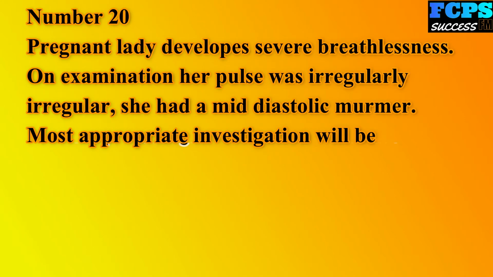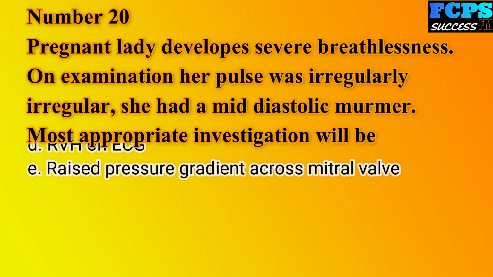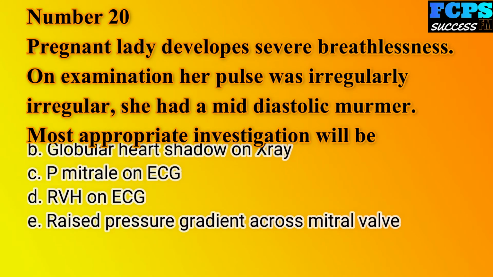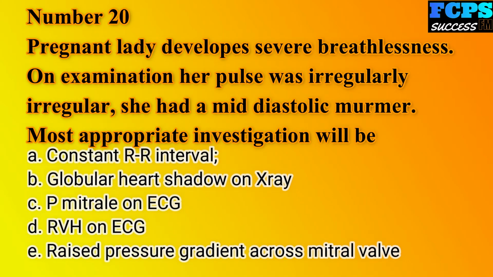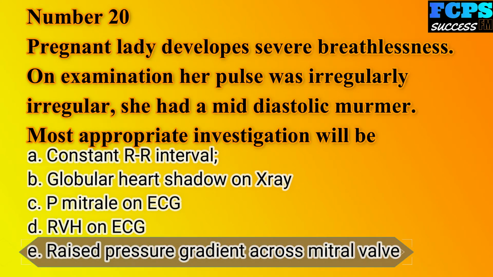Number 20. A pregnant lady develops severe breathlessness. On examination, her pulse was irregular. She had a mid-diastolic murmur. Most appropriate investigation will be A. Constant RR interval, B. Globular heart shadow on X-ray, C. P mitrale on ECG, D. RVH on ECG, E. Raised pressure gradient across mitral valve. Correct answer is raised pressure gradient across mitral valve.